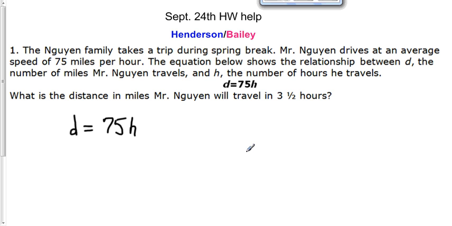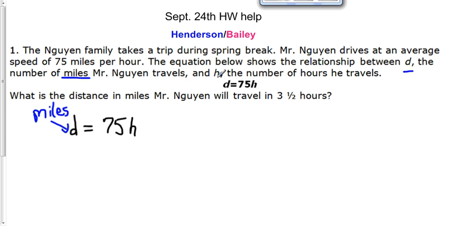Okay, this problem's not as bad as what you think because the equation's already been set up for us, and I rewrote it. D equals 75H. Before you can even solve a problem, you have to understand what the letters represent. The letters are variables that can stand for any numbers. So it says D is the number of miles. So on this D, I want to draw an arrow and label it miles. It's very important to label, label, label.